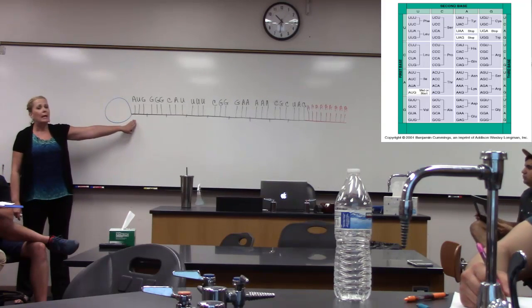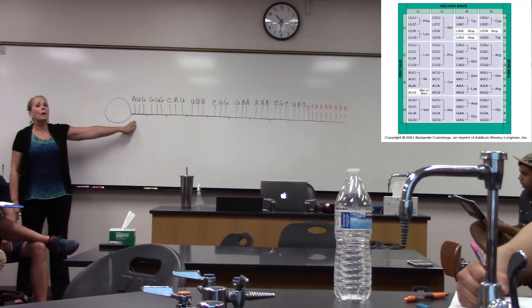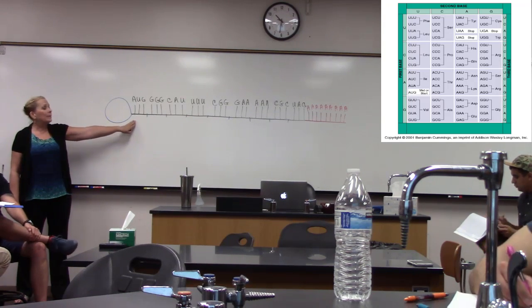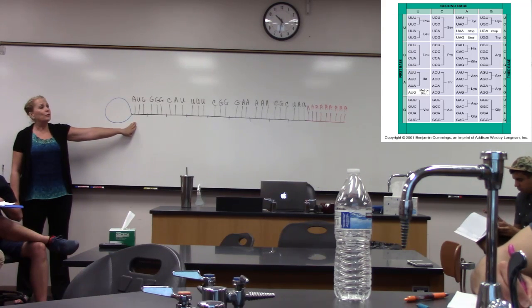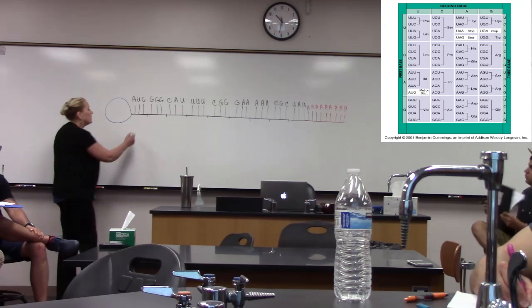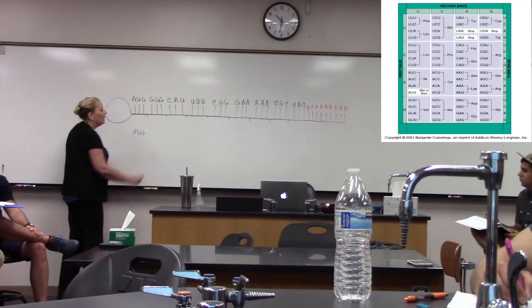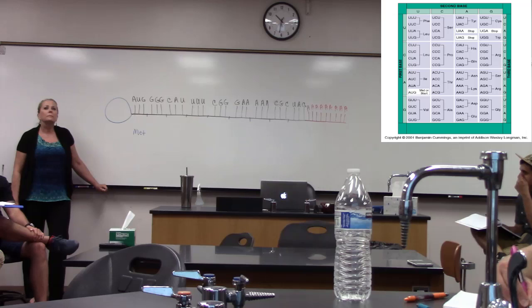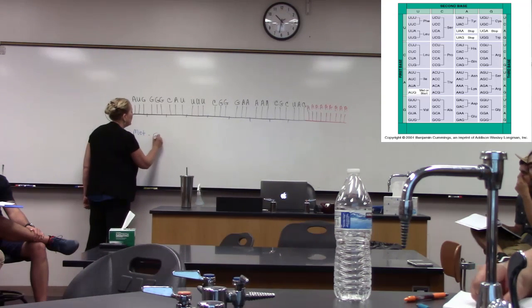So for instance, AUG, if you look on the chart, this is the code for the amino acid MET, or methionine. It's also the start code. That's because on basically every messenger RNA, AUG is the first codon, which also means that methionine is always the first amino acid. So what's the amino acid for GGG? GLY, that stands for glycine.